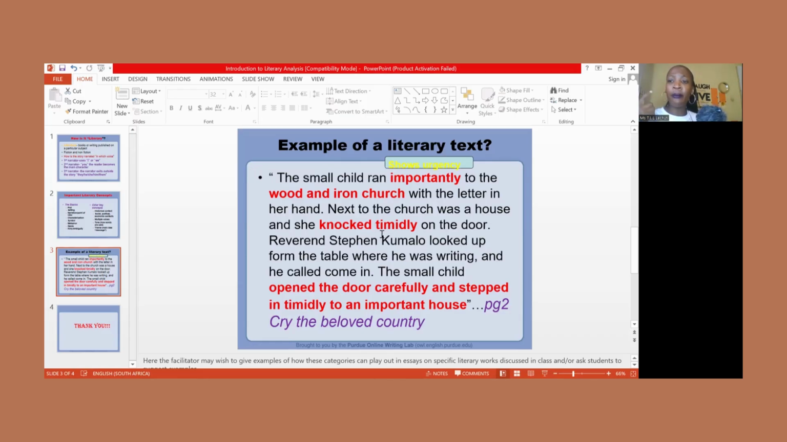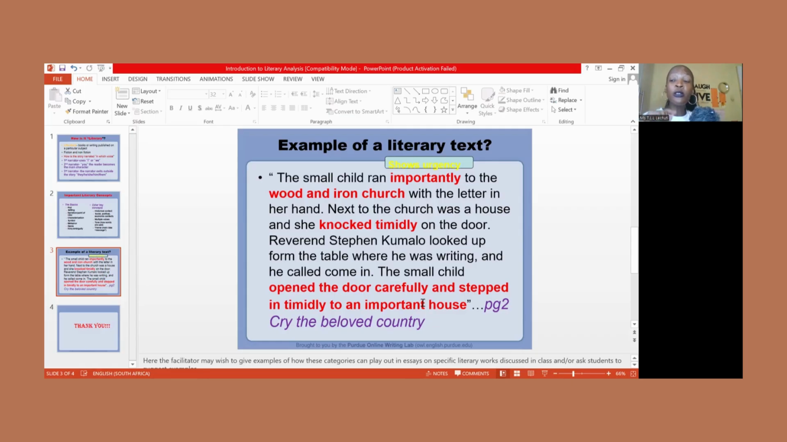But the question in our minds as readers, if you're a critical reader, we need to understand, why is this child knocking so timidly? And then why is she stepping into the house so carefully? Why? We remember, it's an important house. Why is this house important within the context of this novel? Because it was a missionary house, right? In a rural area next to a church.